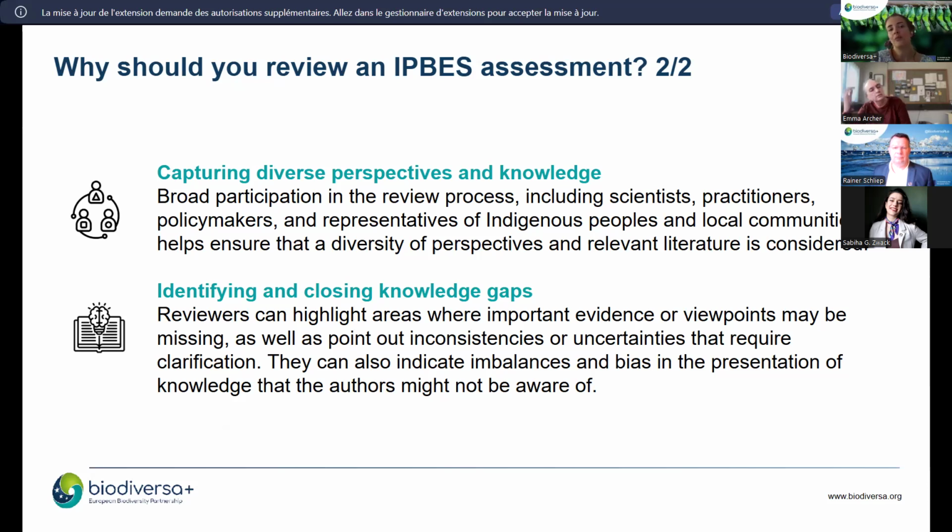And finally, it's important to identify and close knowledge gaps. So you can highlight areas where important evidence or viewpoints may be missing, as well as point out inconsistencies or uncertainties that require clarification. And you can also indicate imbalances and bias in the presentation of knowledge that the authors, again, might not be aware of.